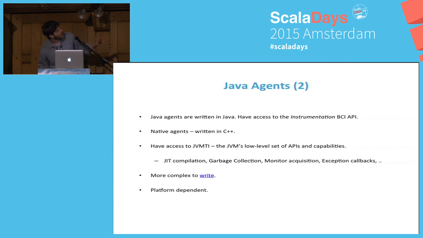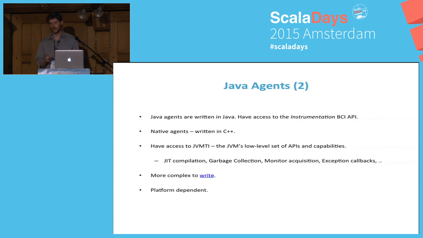So as I said, two kinds of agents. The Java agents, by their name, are written in Java. I'll show an example in just a minute. The second one are the native agents. As I said, they're a completely different beast. They're written in C++. They're native. They access the lowest level of API provided by the JVM specification to any developer, called the JVM TI, the tooling interface. This API is extremely powerful.